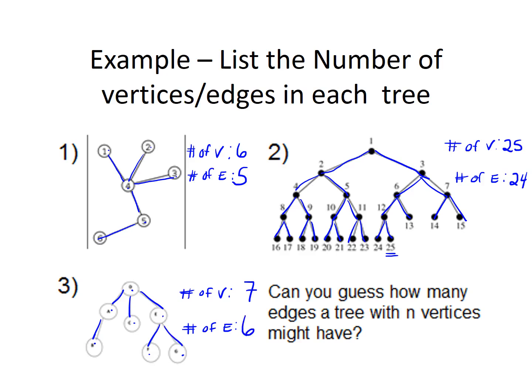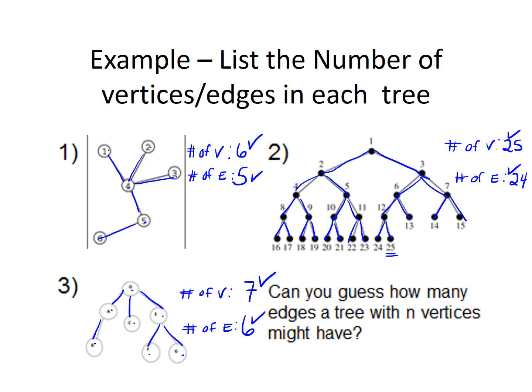So it says, can you guess how many edges in a tree with n vertices? So let's look. If there were 6 vertices, there were 5 edges. 7 vertices, 6 edges. 25 vertices and 24 edges. If you want to pause this and try to figure out the answer and then see if you get it correct, I would recommend doing that.